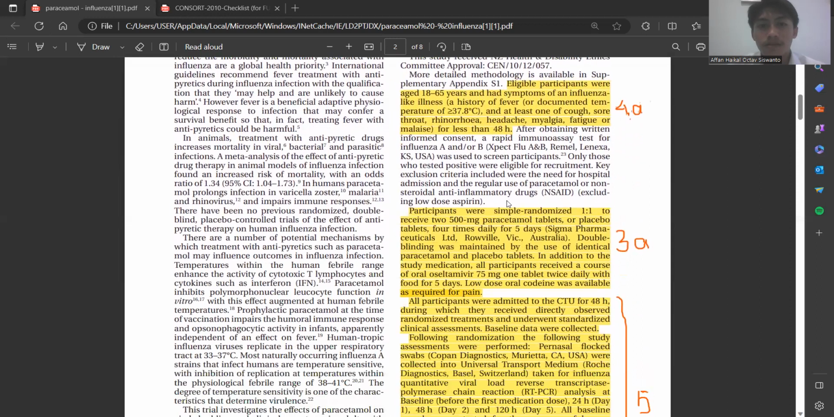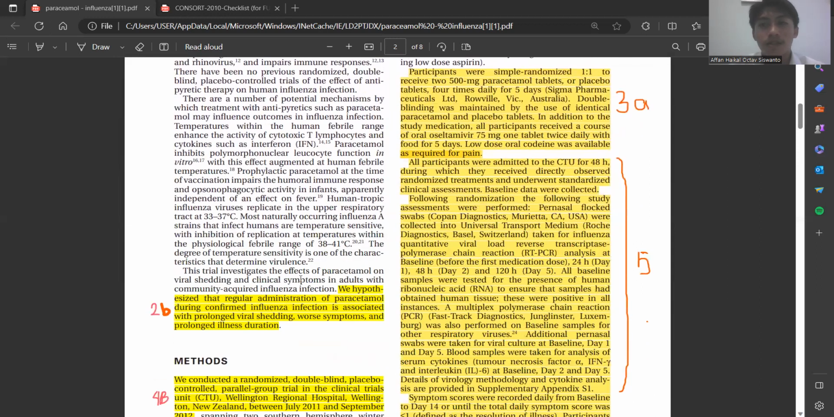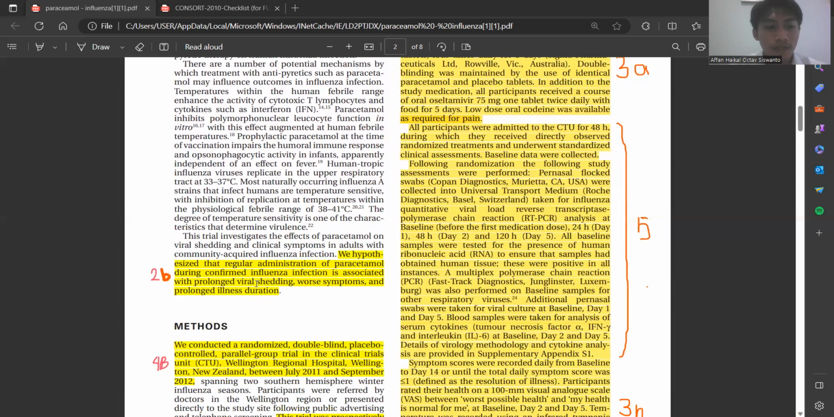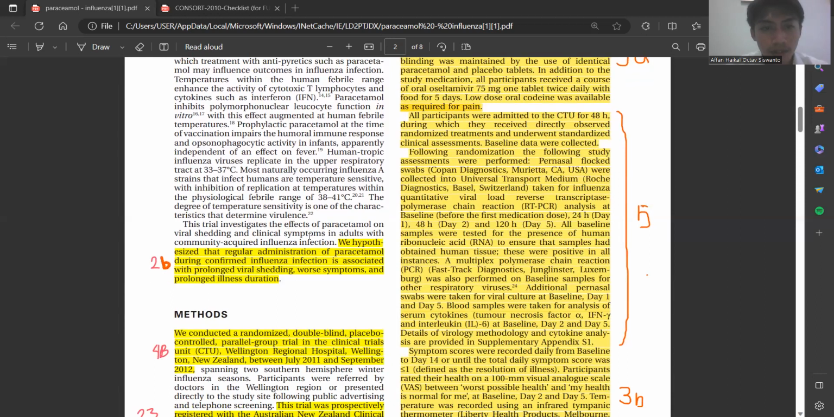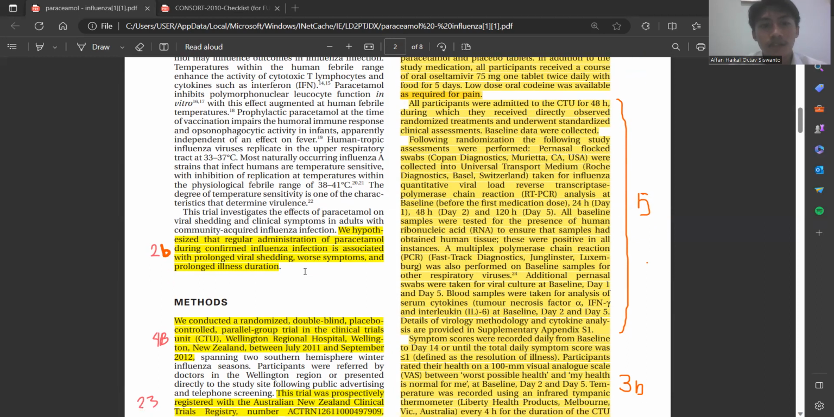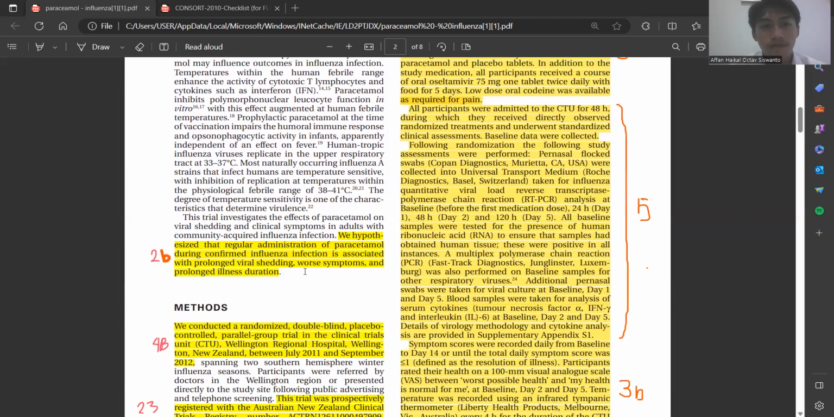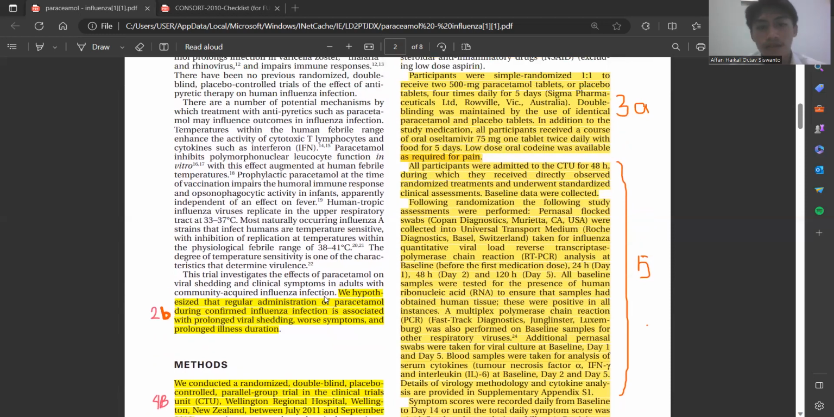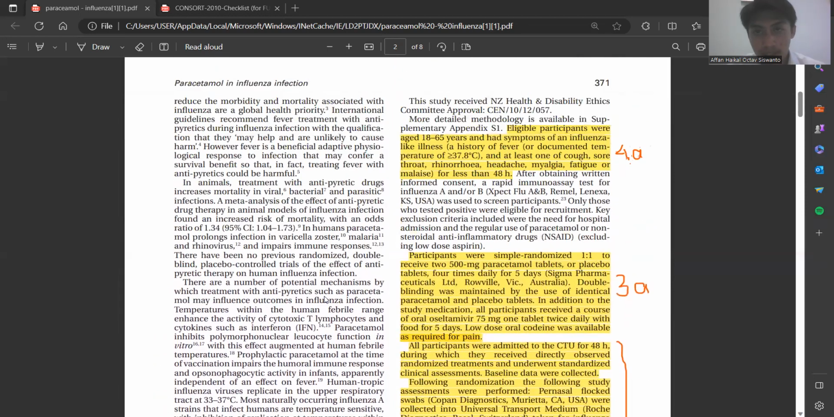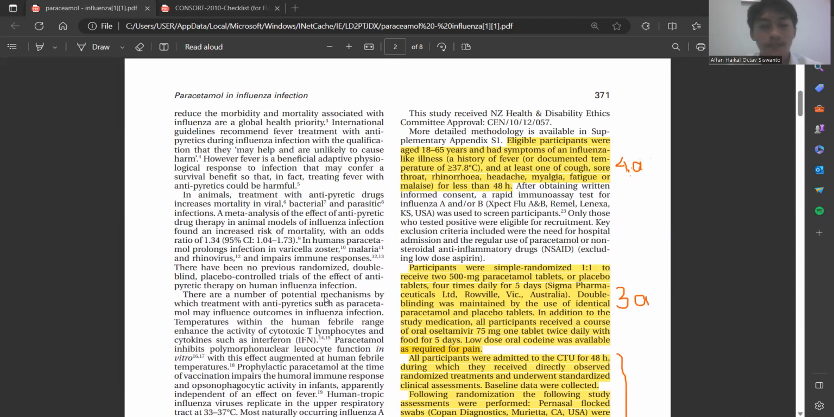And next we get here item 2B. There are specific objectives or hypotheses. In this article we hypothesized that regular administration of paracetamol during confirmed influenza infection is associated with prolonged viral shedding, worse symptoms, and prolonged illness duration.